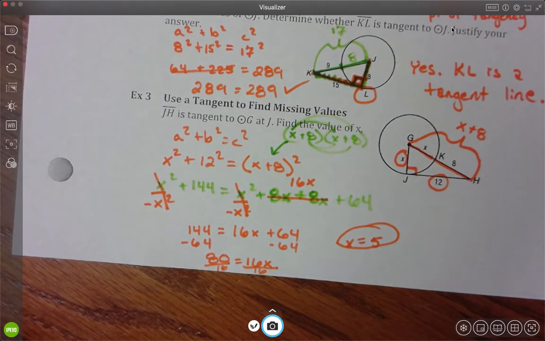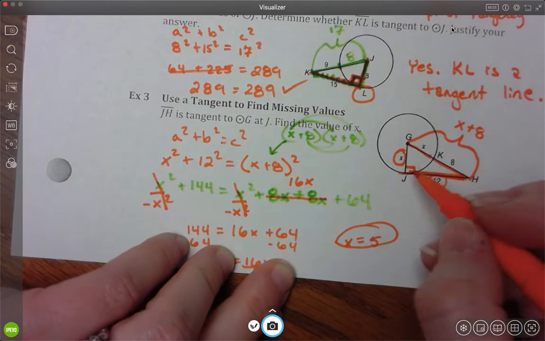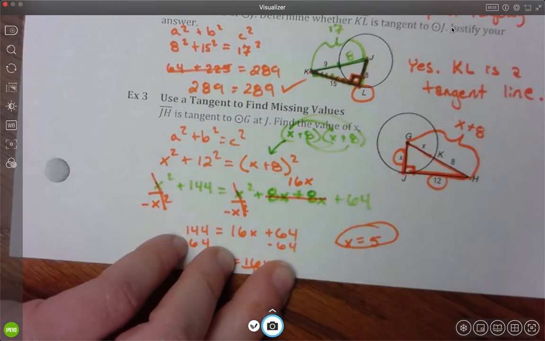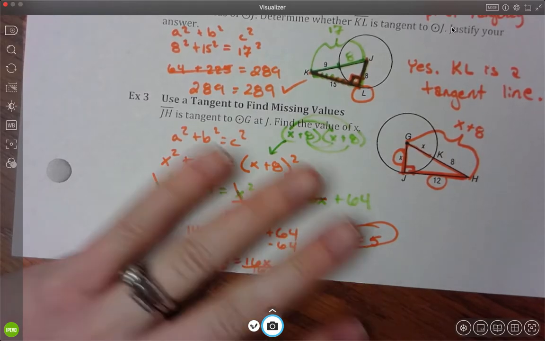All right, so that one was a little bit more work, but they told us that this was a tangent line right here, which means it has to be at a 90-degree angle with that radius, which means that has to be a right triangle, so I can use the Pythagorean theorem. All right, last concept.